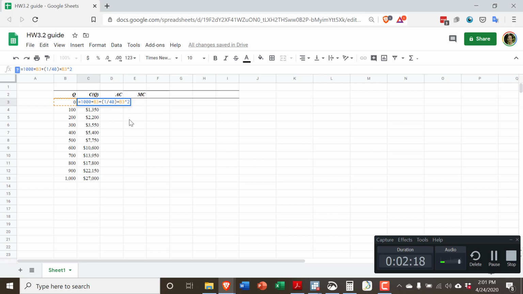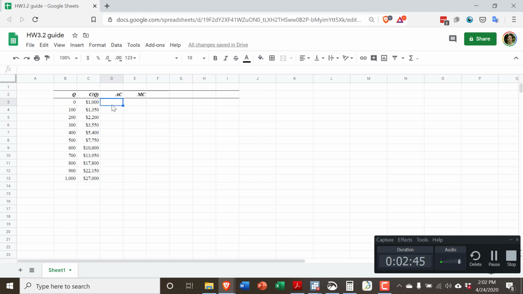So if you're producing 0 pizzas, of course, the cost is 1,000, the fixed cost. If you're producing 100 pizzas, it's going to be 1,000 plus 100 plus 1/40th of 100 squared, which gets you 1,350, and so on. So the cost function is indeed calculated correctly.